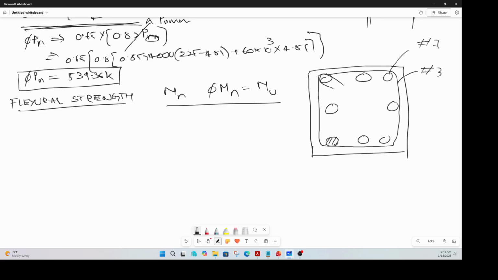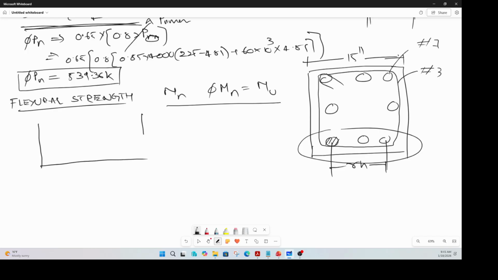Okay, so we need to calculate the distance from here to here, because that is our gamma h. We know what our h is. H is 15 inches. Once you know 15 and you know gamma h, then you can calculate gamma. That's the idea. So let me blow up this section here, and then we'll talk about how this whole thing can be calculated.